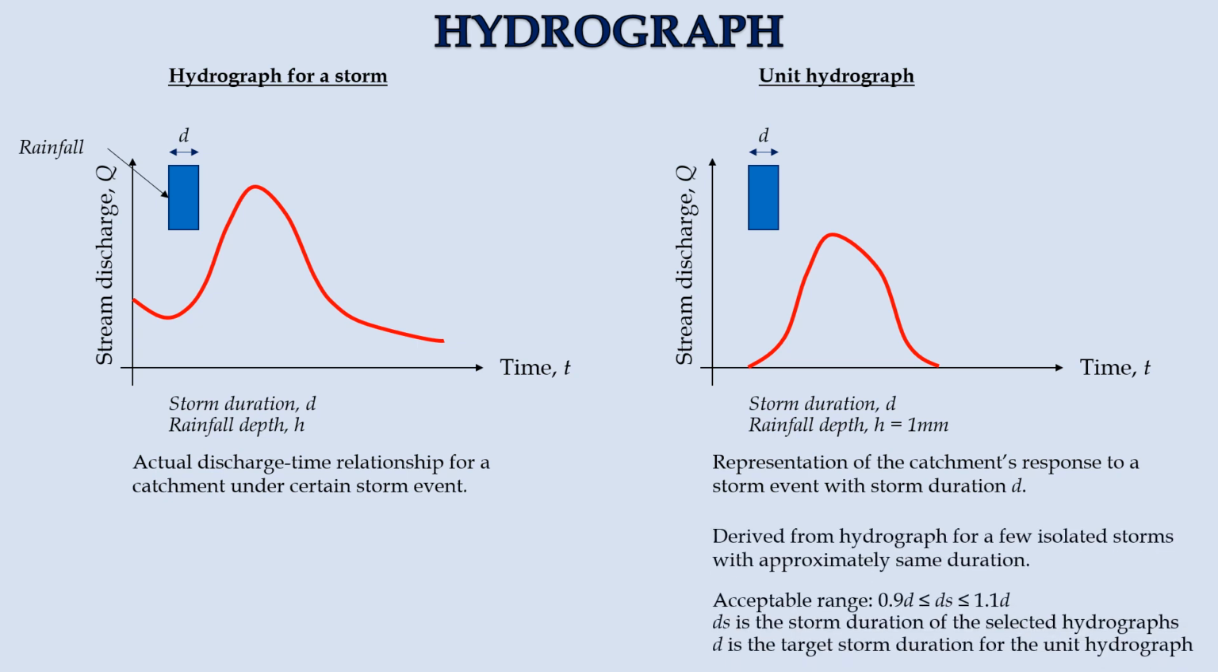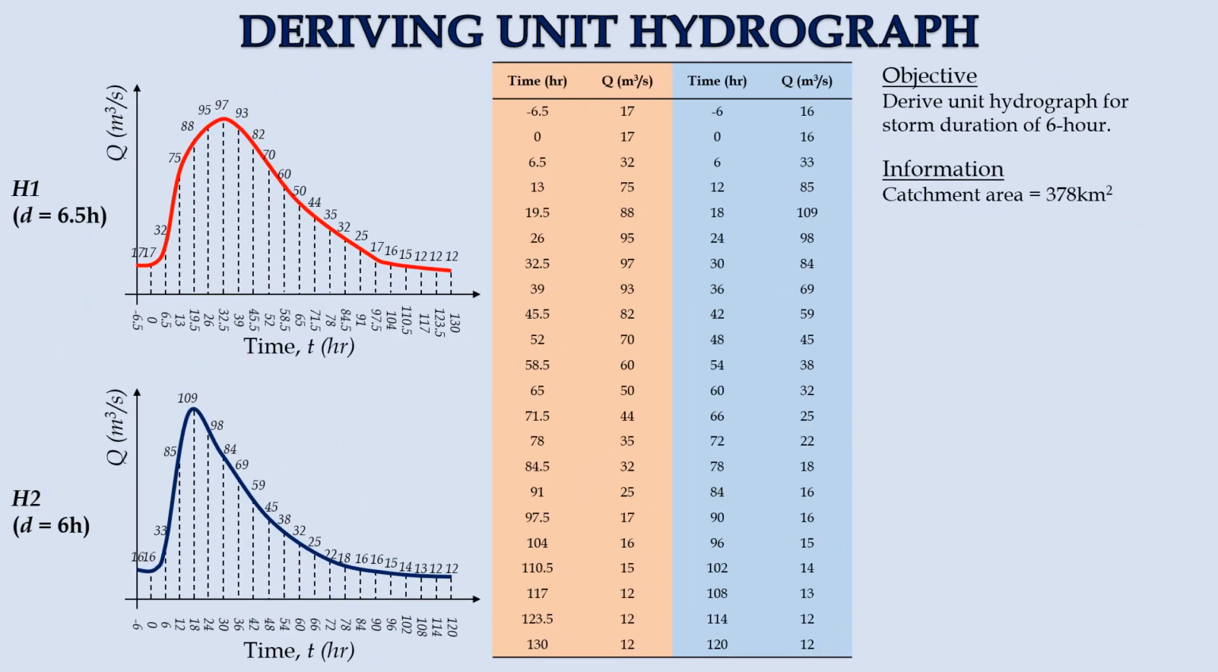To derive a unit hydrograph, we need hydrographs from a few isolated storms with approximately the same duration, preferably from 0.9d to 1.1d. In our example, the duration for the first hydrograph, H1, is 6.5 hours, while the second one, H2, is 6 hours. Both would serve as an appropriate reference for us to derive a 6-hour unit hydrograph. The catchment area for our study is 378 km².